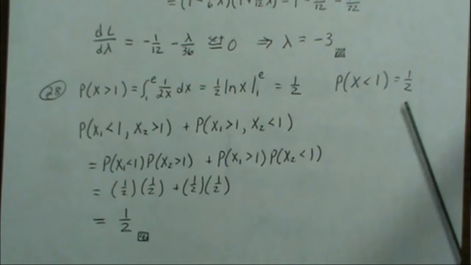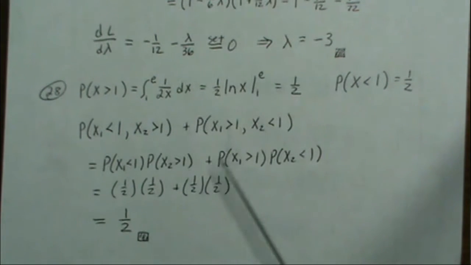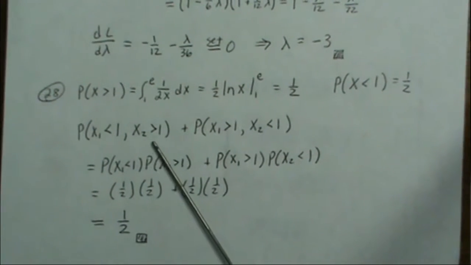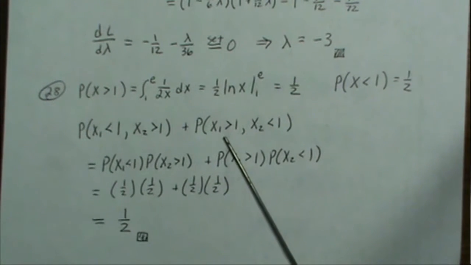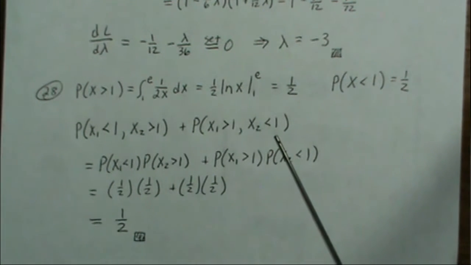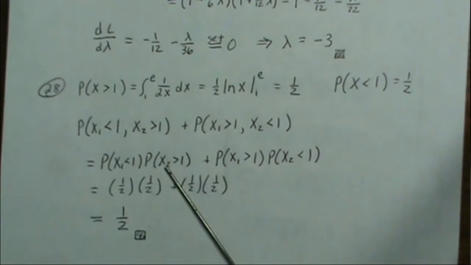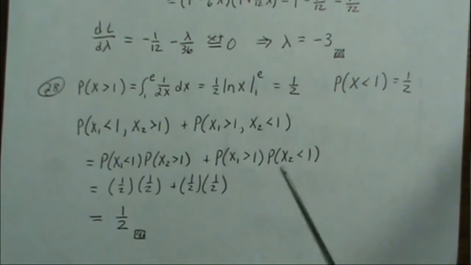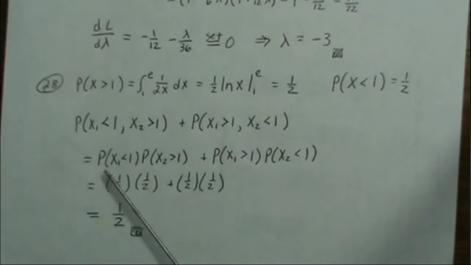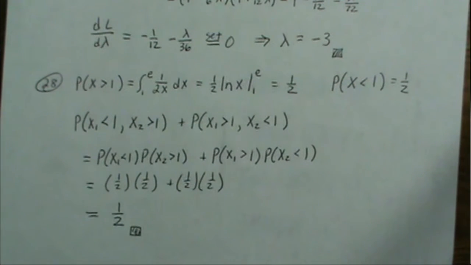So there's two possibilities. We can have x1 less than 1 and x2 greater than 1, or we could have x1 greater than 1 and x2 less than 1. Well, those are independent, so it can be rewritten like this, as their product. And we know this probability, so it's 1/2.